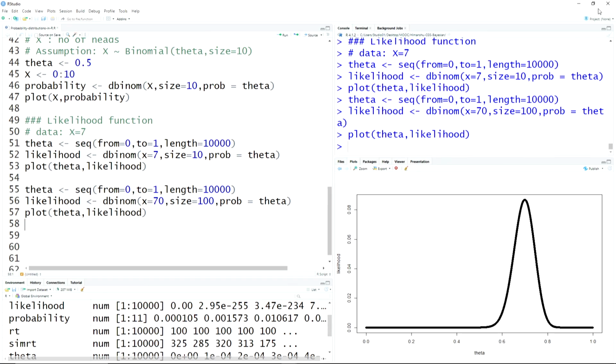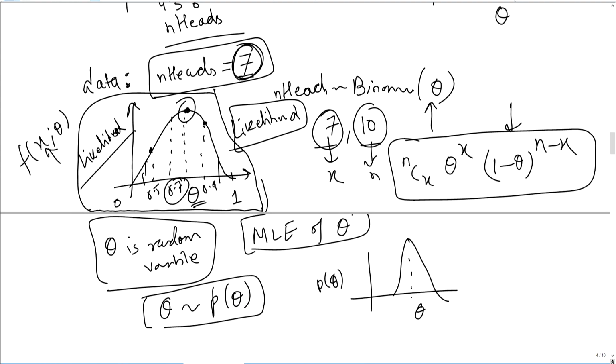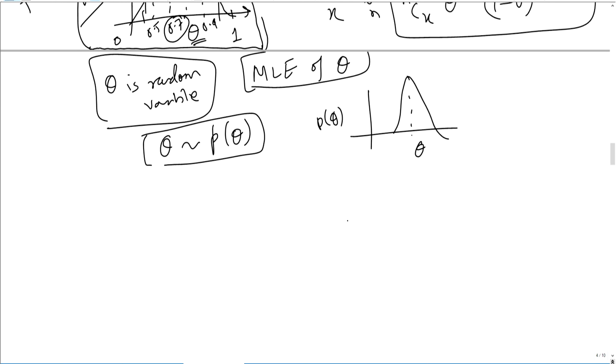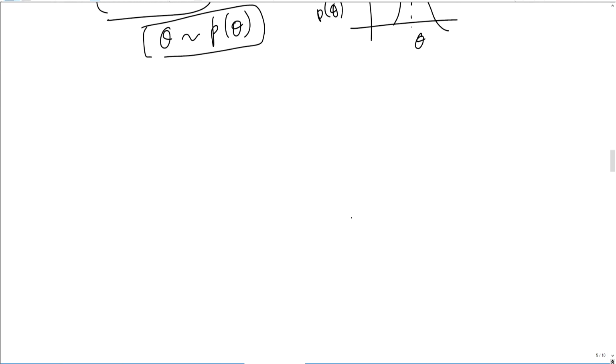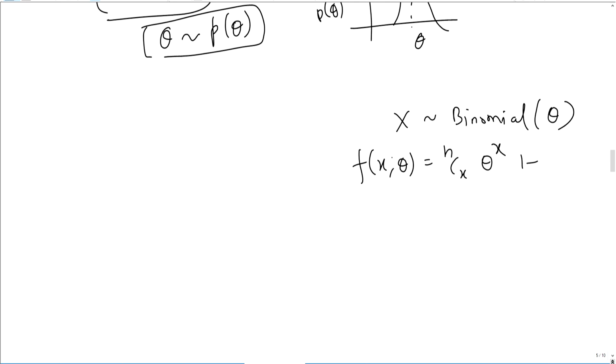All right. Now, coming back to the likelihood function. I showed this example for a binomial distribution. In a binomial, you assume that x, let us say the number of heads, has a binomial distribution with underlying probability of success theta. What it means is that f of x given theta, the underlying probability mass function, is n choose x, theta to the power x, 1 minus theta to the power n minus x.